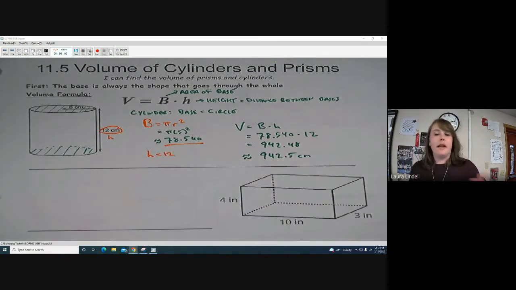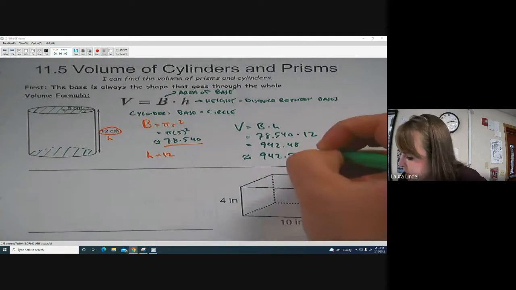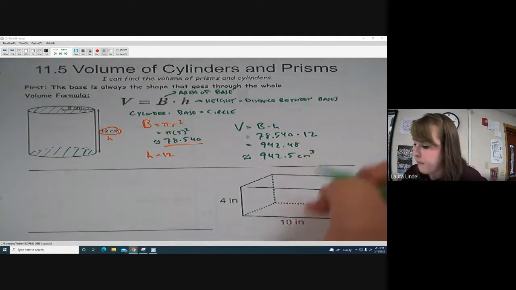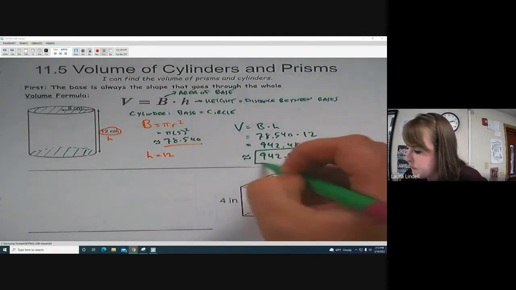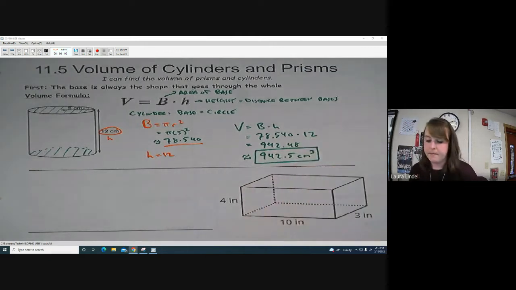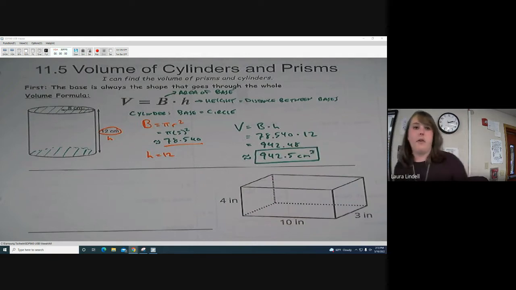The difference between area and volume is that in area we had square centimeters. In volume, we're going to have cubic centimeters because we have a third dimension on there. So it's going to be centimeters to the third, centimeters cubed. That would be our final answer. All right, so that's volume of a cylinder.